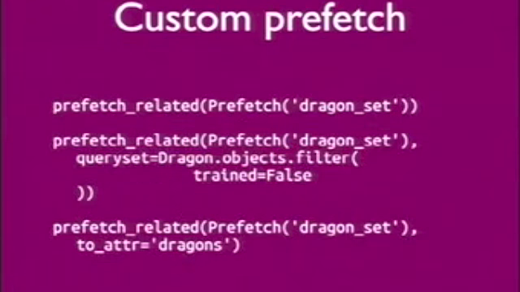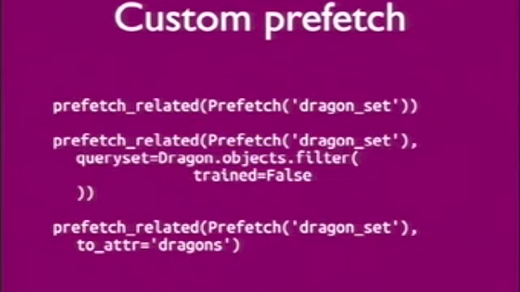So we can write code like this. The first line, prefetch_related with Prefetch dragon_set, is actually exactly the same as if I didn't write Prefetch, I just wrote the string dragon_set. The second one, we're filtering it to only the trained dragons. So we can pass in a queryset object, and we'll only load those objects out of the database. We can let the database do that work for us, and we can still use prefetch_related to make it more efficient.